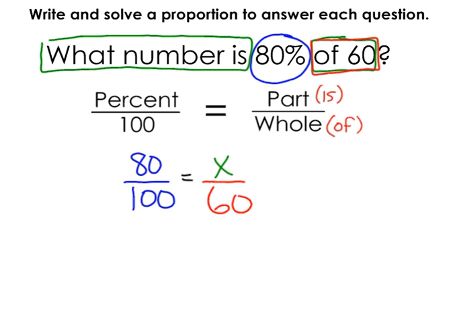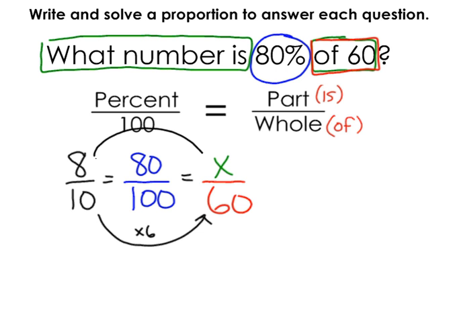Okay, set those equal. 80 out of 100, I could simplify down to 8/10 and then use a scale factor of 6. 8 times 6 is 48. And so I can say that 48 is 80% of 60.